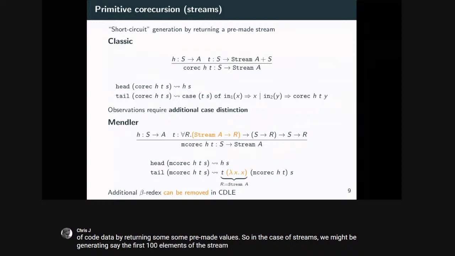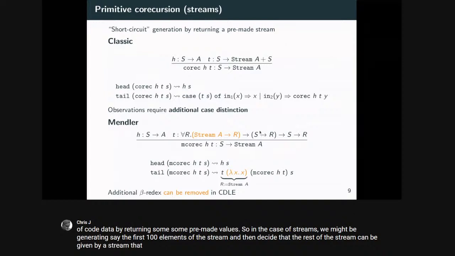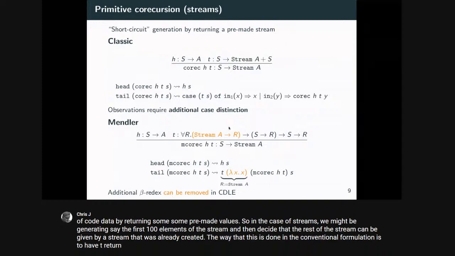In the Mendler style formulation, instead of introducing a coproduct, we provide the generator transformer another argument, another way of creating values of type R. So now, instead of creating these values from just S, we allow the user to take some pre-existing stream A and inject this into the type R. So before I said R is standing in for the type stream A, now we can refine this intuition a little bit and think of R as being a certain supertype of stream A.